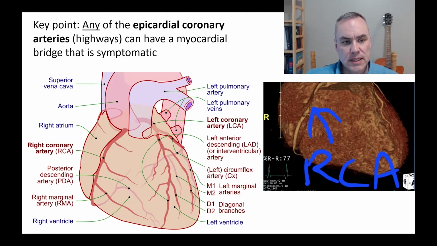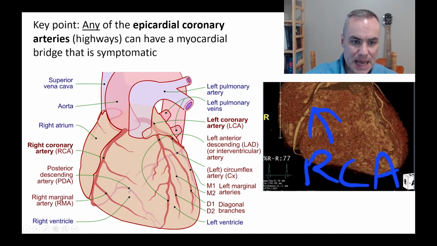But as you look, it keeps on going and actually wraps underneath and goes all the way around. Then there's a branch that comes off way at the tail. That branch is called the posterior, which means rear or back, posterior descending artery, PDA. You can see it over here.